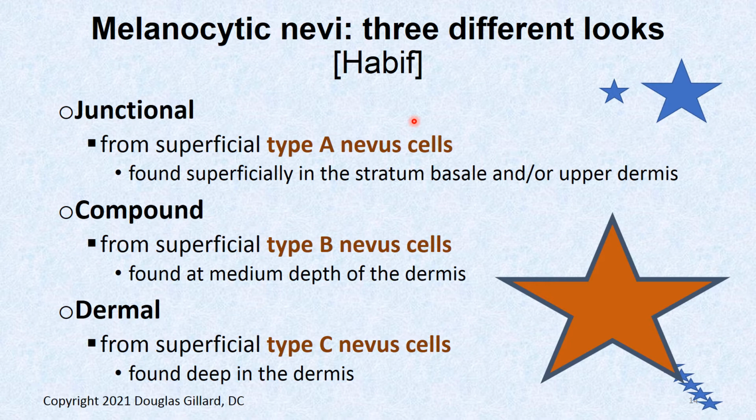But the basic 3 types that you need to know are junctional, compound, and dermal. And that usually is in relationship to their age. These are usually new ones, these are middle-aged, and these are older. It doesn't always work like that, but typically they go through this progression.